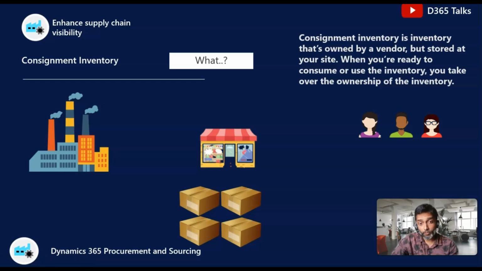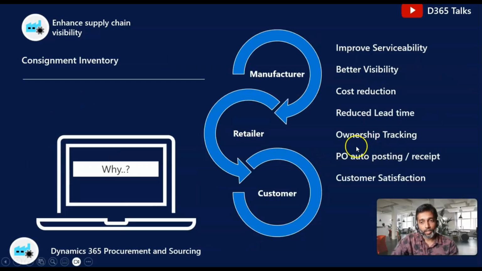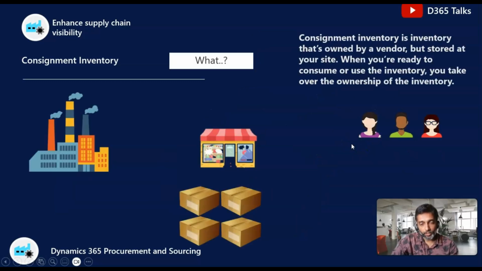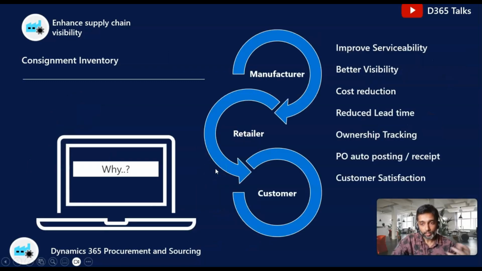So if you follow the process of consignment inventory, you will be able to reduce the lead time, and you will be able to track the ownership, whether the inventory is available with the ownership of the retailer or with the manufacturer, the vendor who actually supplied the stock items. You'll be able to track the ownership. You will be automatically able to post the PO.